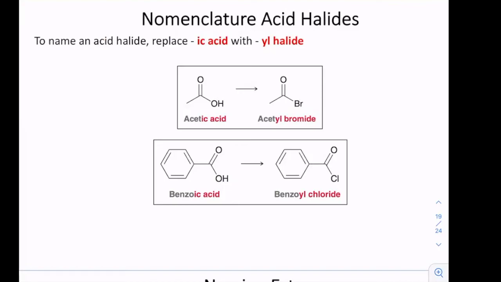So if I just bring it home with the last few functional groups that we need to know how to name: acid halides. This is a carboxylic acid derivative that has a halogen on it, so it's an acyl halide. We replace the ic acid of a carboxylic acid with yl halide. For example, acetic acid, shown here, if we have the bromine there instead, it becomes acetyl bromide. Benzoic acid, shown here, becomes benzoyl chloride.